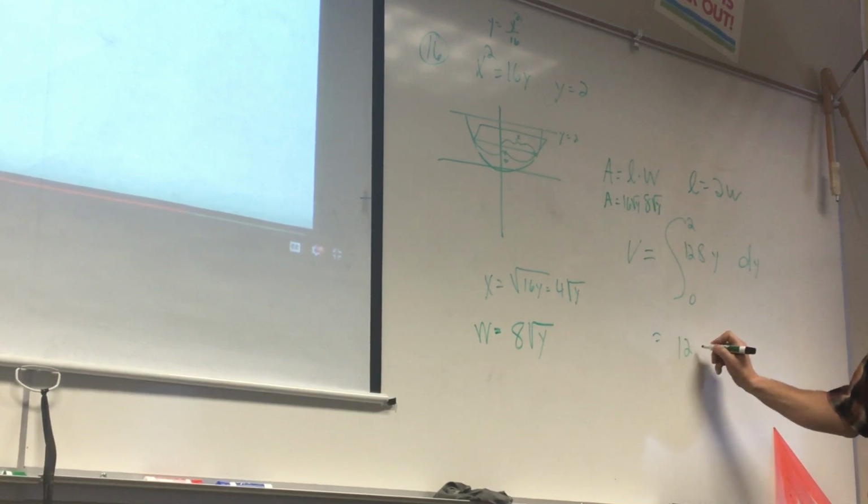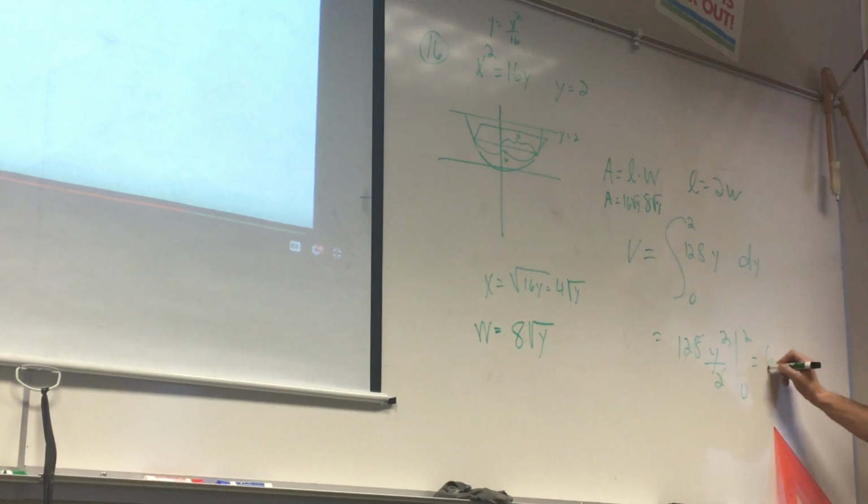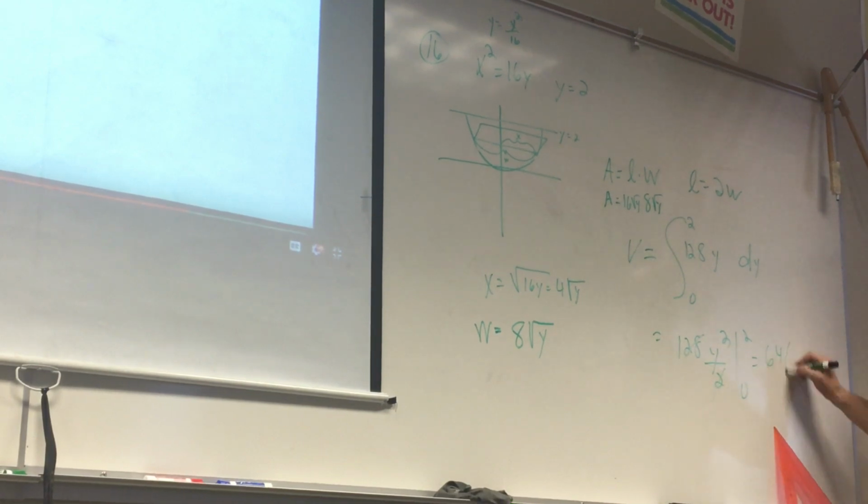So I get 128 y squared over 2 from 0 to 2. 2 goes into 128, 64 times 2 squared is 4. Anybody know what 4 times 64 is? 256. But it'll be calculator active. Okay?